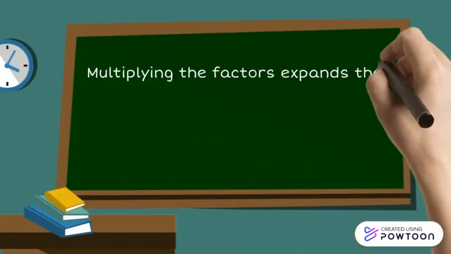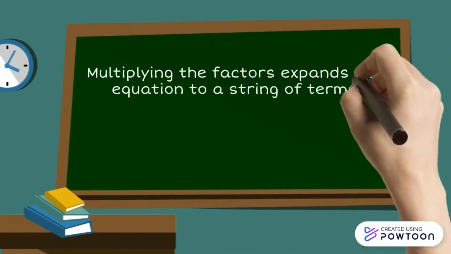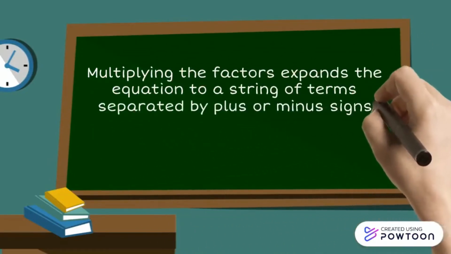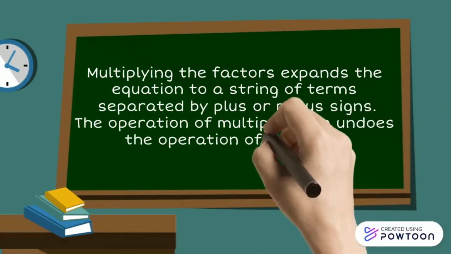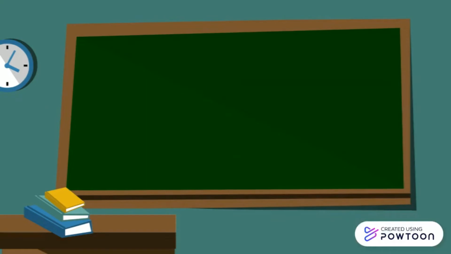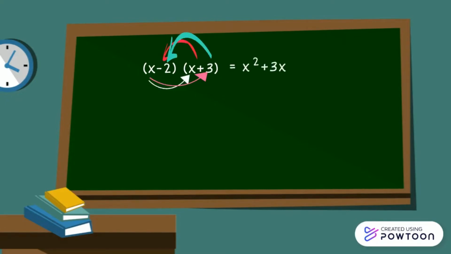Multiplying the factors expands the equation to a string of terms separated by plus or minus signs. Factoring is the reverse of that multiplication. For example, expand the factored expression x minus 2 times x plus 3 by multiplying the two factors together. Using the FOIL method, x minus 2 times x plus 3 equals x squared plus 3x minus 2x minus 6. The answer is x squared plus x minus 6.